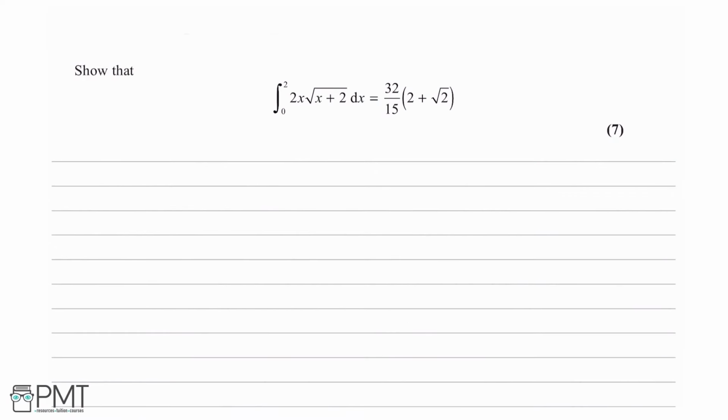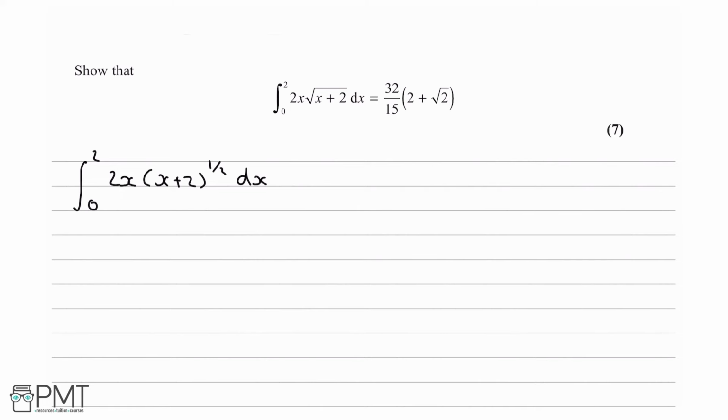We have been asked to show that the integral from 0 to 2 of 2x times the square root of x plus 2 with respect to x is 32 over 15 times 2 plus root 2 for 7 marks. So the first thing I'm going to do is rewrite the integral, but I will be changing the square root of x plus 2 to x plus 2 to a half. It's just going to make it easier, because if we look at our original integral, the square root of x plus 2 is kind of what's causing the big problem.